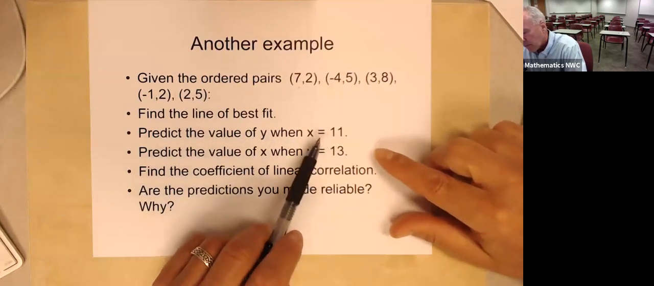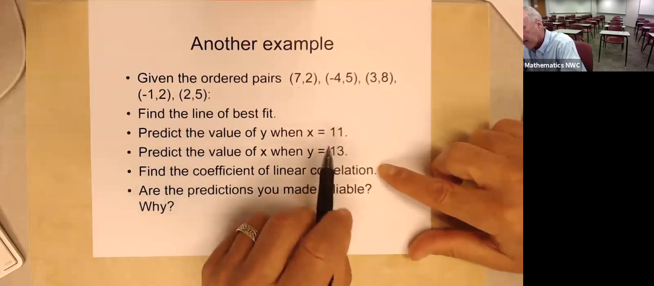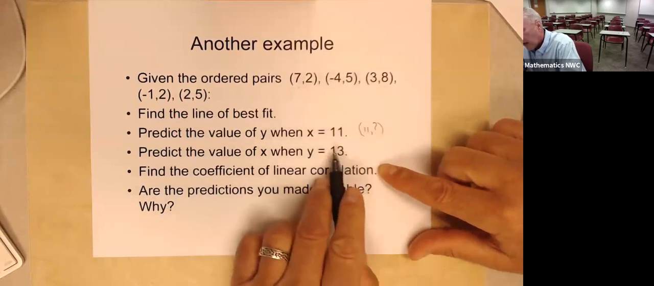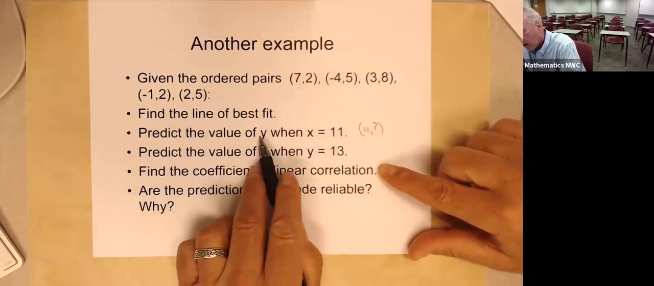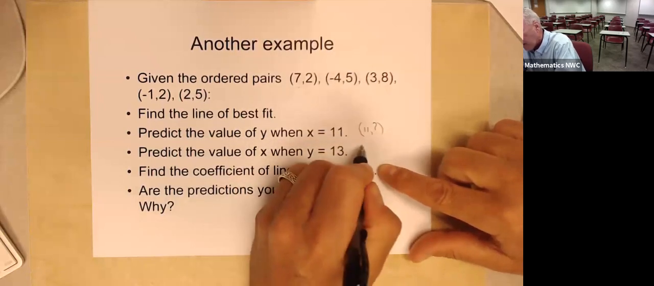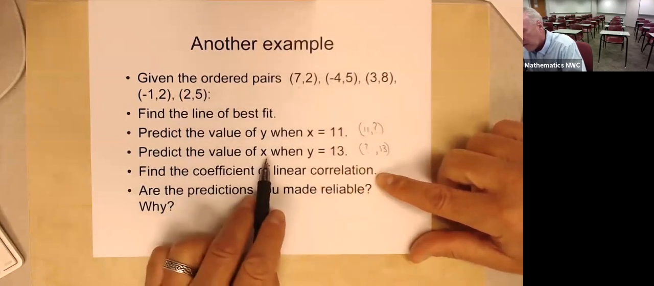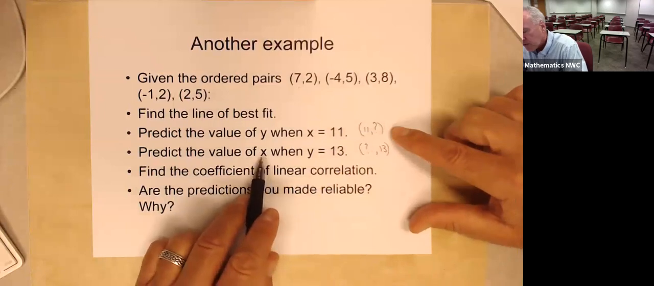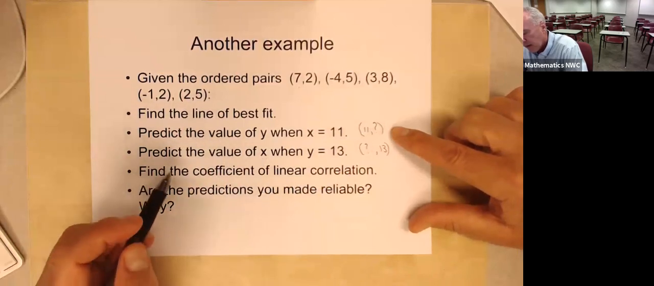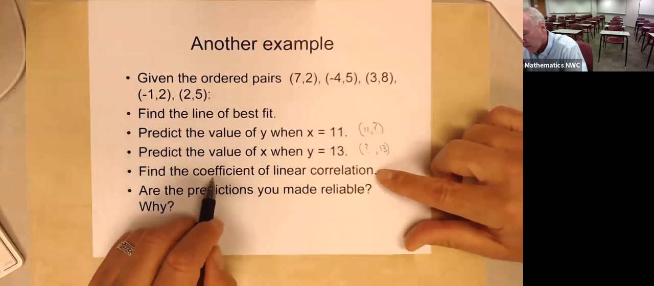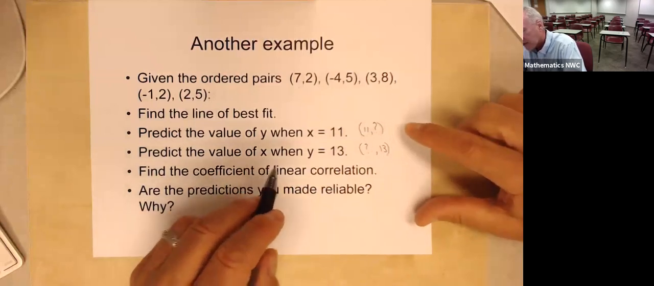Then you would need to make a prediction. If I give you the X, in this case 11, you would have to find the value of Y. Here I give you the Y to be a 13. You would have to find the value of X. That's using this line of best fit. And then you would find your R. That R, by the way, is called the coefficient of linear correlation.